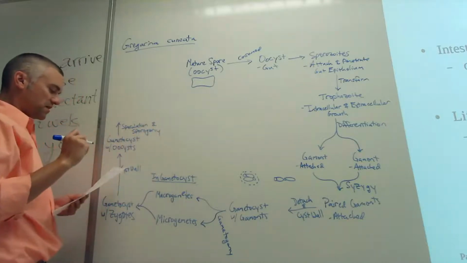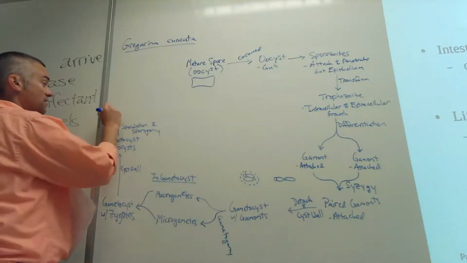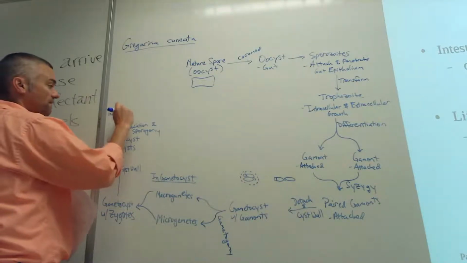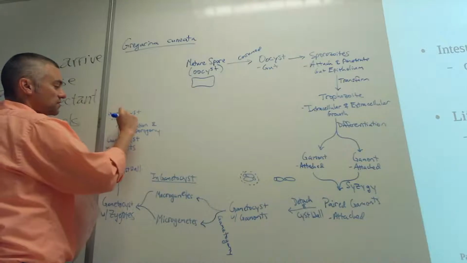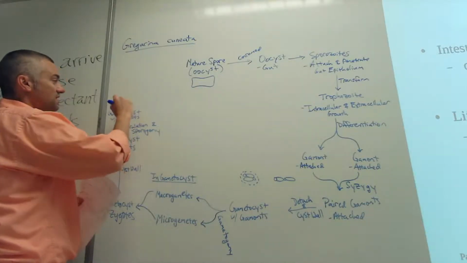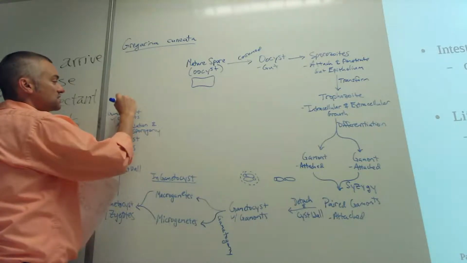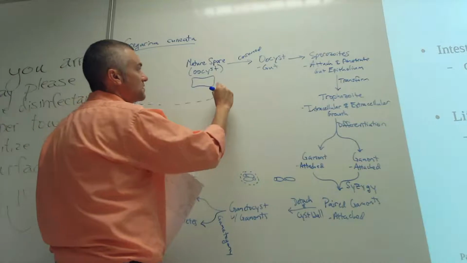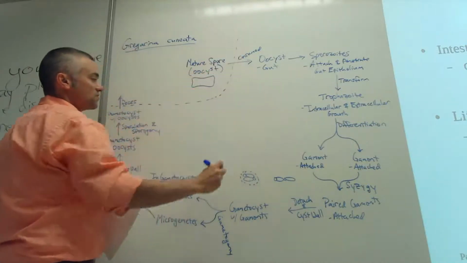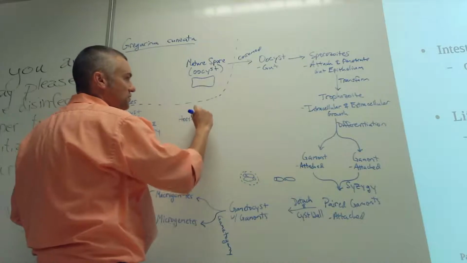All right, sporulation followed by sporogony. So we have our gametocysts with our sporulated oocysts. And this stage gets released in the feces. All right? That gets released in the feces. So our host here is our mealworm.